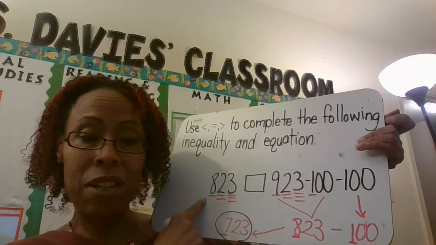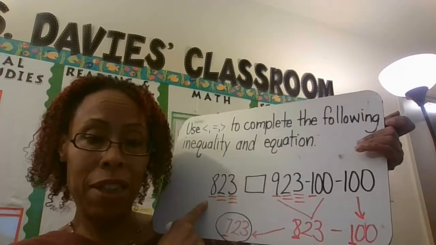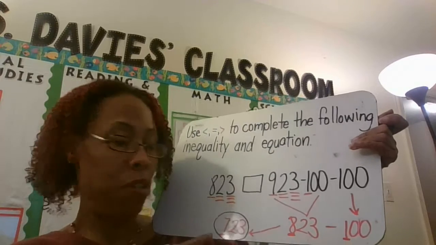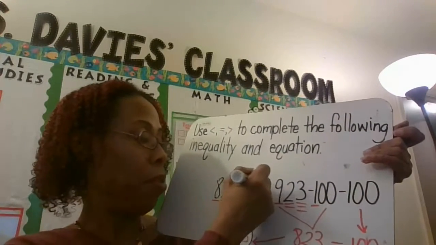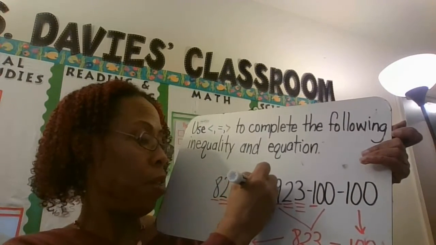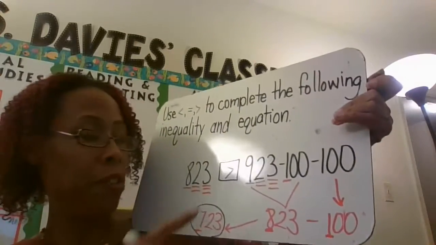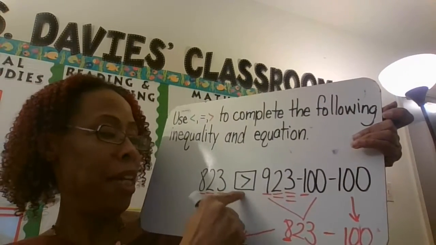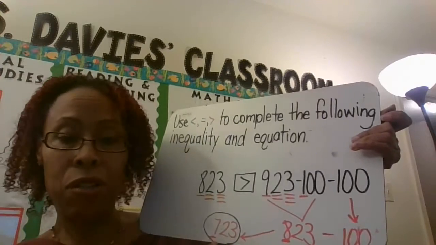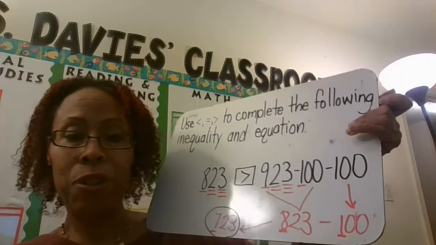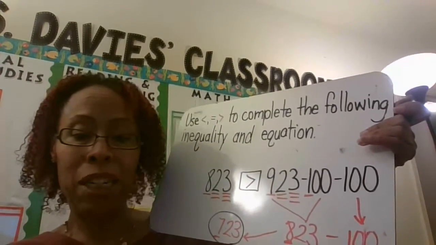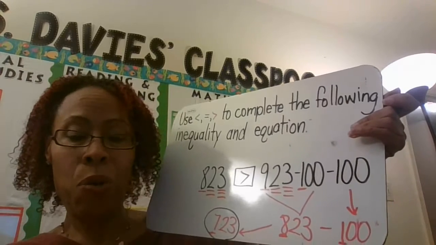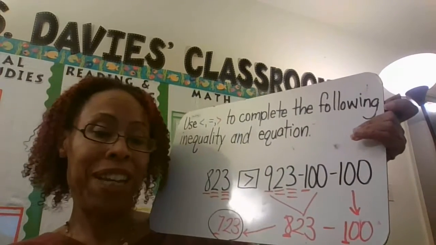Yes, 800. There are more hundreds in this number than this one. 800 is greater than 723. So we're going to draw this symbol to say 823 is greater than 723. Looking forward to seeing your completed inequalities and equations when you compare using greater or less than symbols.